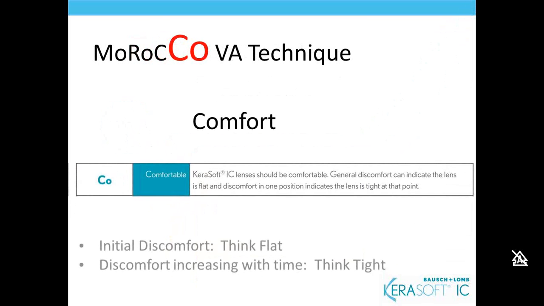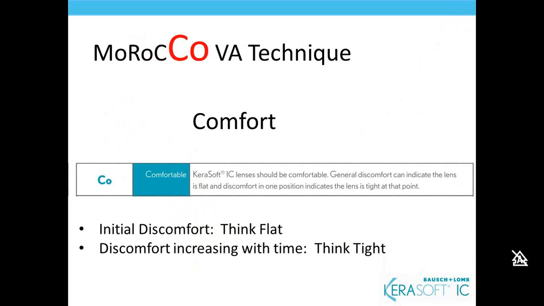Comfort. This is pretty self-explanatory. It's a soft contact lens. It should be comfortable for your patient. So if, when you insert the lens, the patient is uncomfortable, start suspecting that the lens is fitting a little too flat. Now, if the lens is dispensed to the patient and they come back complaining that there's an area that gets worse as the day goes on, then start suspecting that the lens is tight.